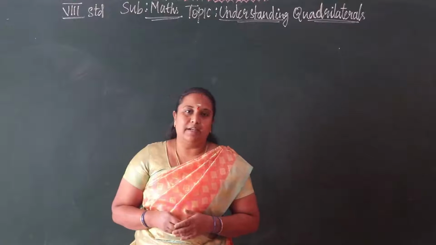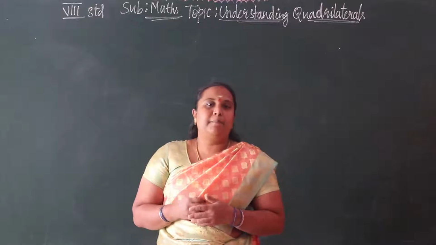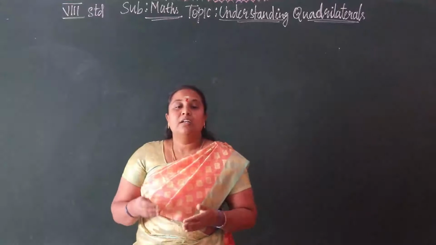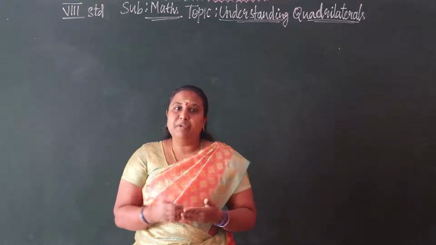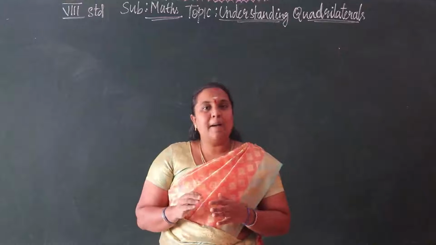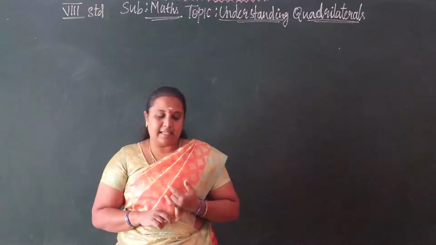What is a quadrilateral? Okay, so it is a four-sided figure and it is a plane figure. It is a four-sided polygon. Okay, so in your textbook they gave it from the beginning, from the small concept itself. It is a plane figure. Okay, we are drawing it on a plane surface.